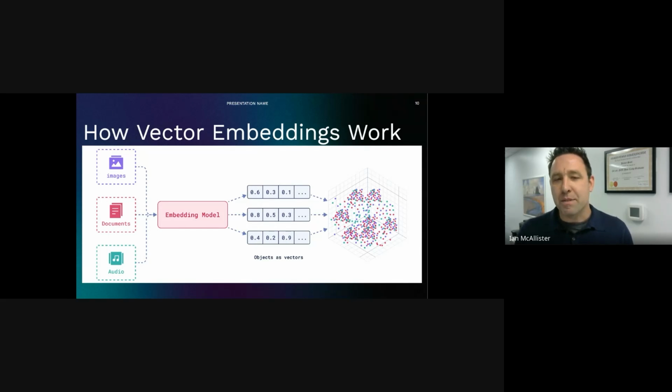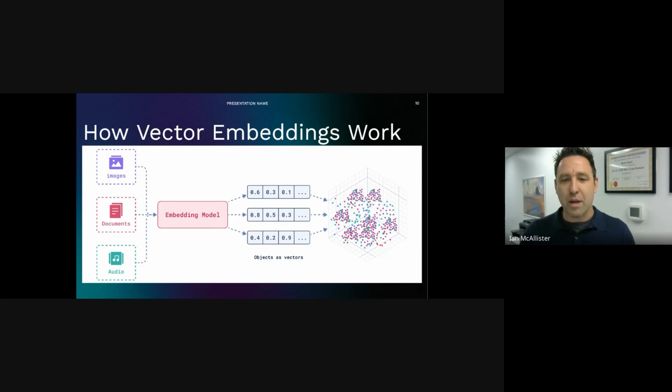Here we see three types of data being fed into an embedding model: images, documents, and audio. These are classic examples of unstructured data, rich in content, but messy in format. The role of the embedding model is to transform these diverse inputs into a unified representation, vectors. A vector is essentially a series of numbers that encode the key features of the input.